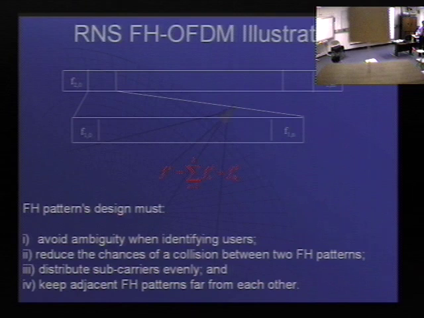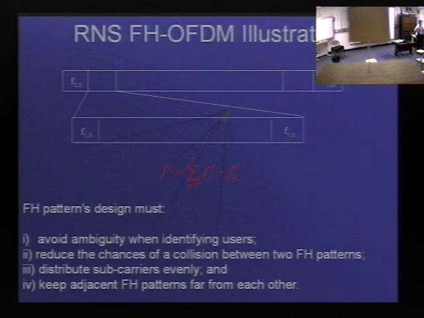So you want to do something better. A pseudo-random sequence does not really guarantee all these properties. You can use a pseudo-random sequence, but whenever you propose something, you also want to propose a better system. Like in the RNS, this is a mathematics paper. People proved that based on the residue number system, if you assign it correctly, you can satisfy these four requirements. One is to avoid ambiguity in identifying different users. Second, reduce the chance of collision between two frequency hopping patterns.